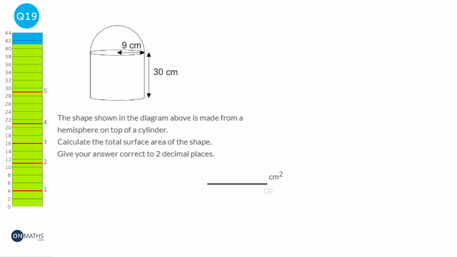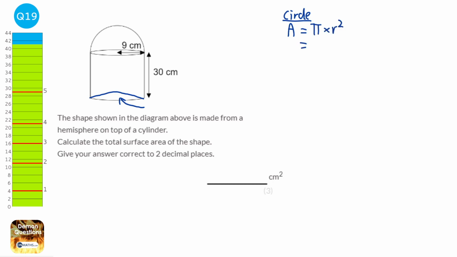So there are three parts that we need to find the area of. We're going to start with the easiest bit first, this circle at the bottom here. The circle area is just going to be pi times r squared, and the radius is given to us at the top, which is 9, so it's just going to be pi times 9 squared, and that will be 254.469 blah blah blah. Or we could leave it as 81 pi.